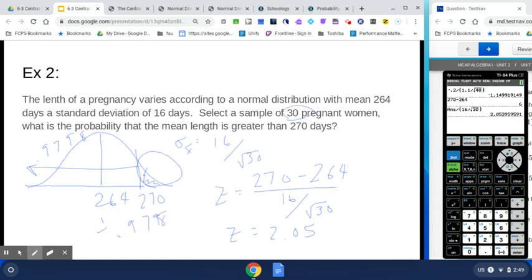If I do that over here on my calculator, 1 minus 0.9798 gives me a probability of 0.0202. So we see that that probability is very, very tiny. Only about 2% of mean lengths of pregnancies will be 270 days or more. Again, that sample size is 30, so we're talking about a mean of 30 pregnancies lasting that long.